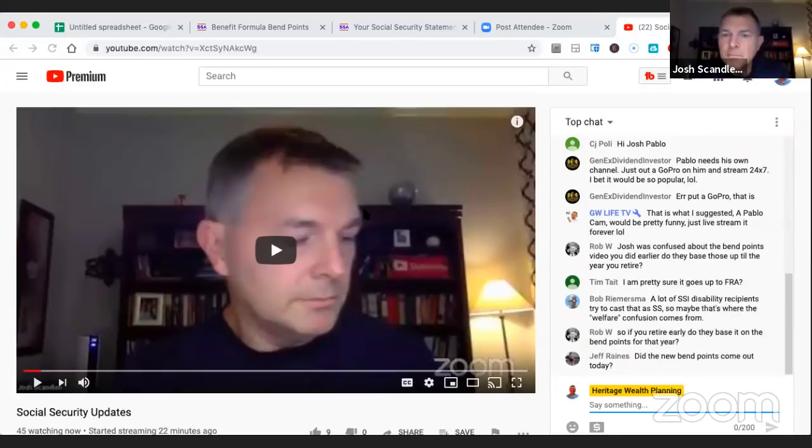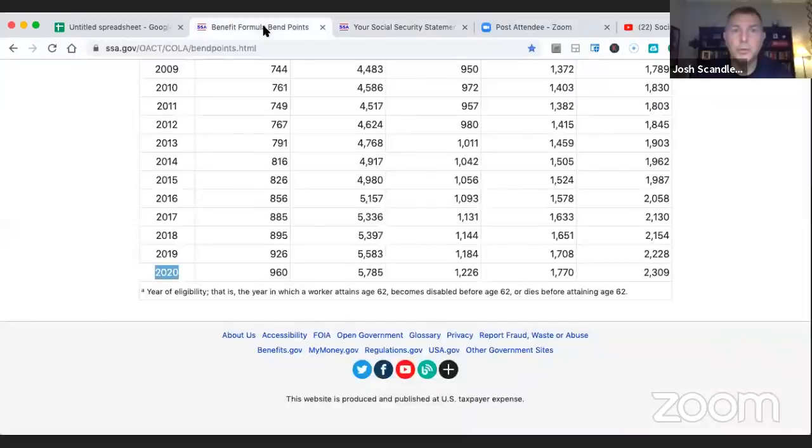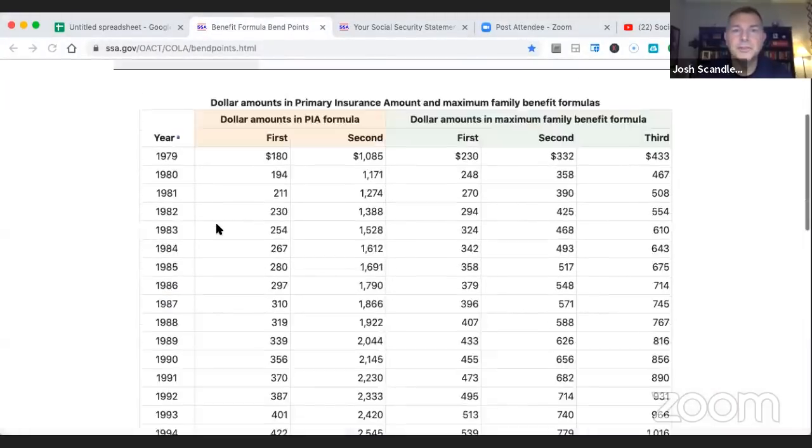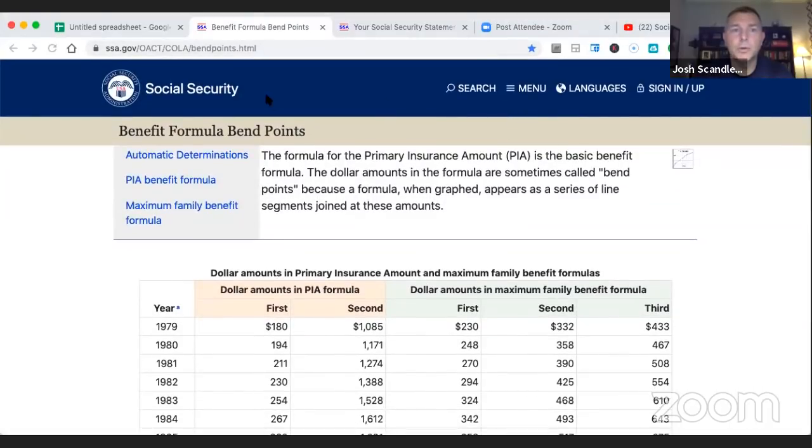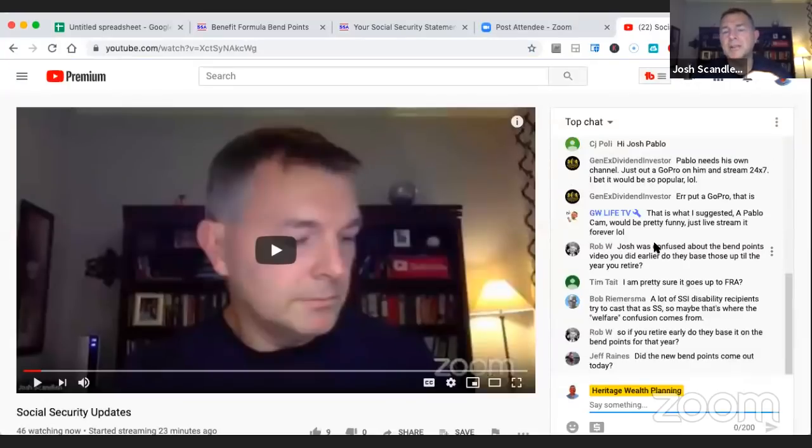If that makes sense. I don't know if they came out today, Jeff. I just noticed it. I was just doing this research for my course, and I'm not sure if they came out today or not. I was like, wow, I didn't realize that the new bend points came out so soon. I imagine they probably come out at the same time when they announce their cost of living adjustment.